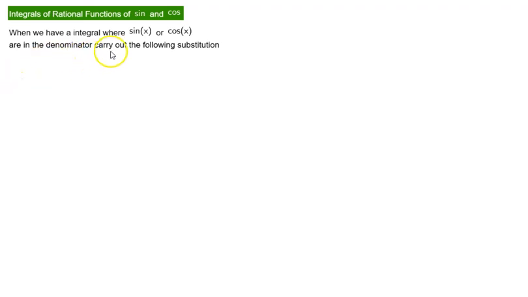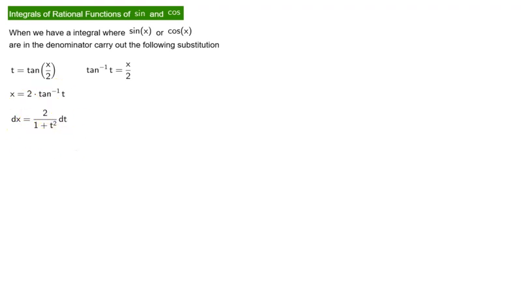Let us look at integrals of rational functions of sine and cos. Whenever we have an integral where sine x or cos x are in the denominator, carry out the following substitution: t is equal to tan of x by 2. So tan inverse of t is equal to x by 2, and x is equal to 2 times tan inverse of t. Now, let's differentiate this. dx is equal to 2 divided by 1 plus t square dt.